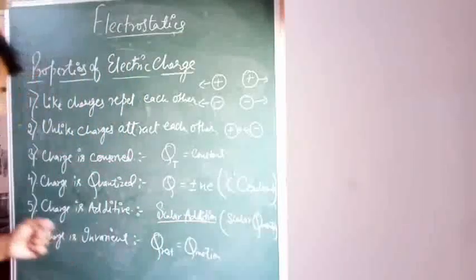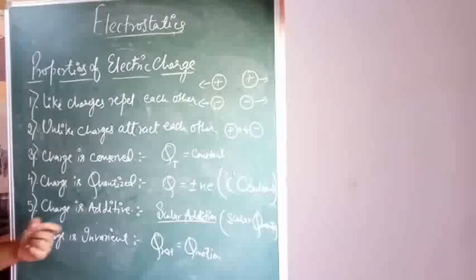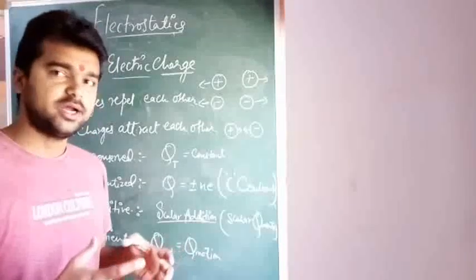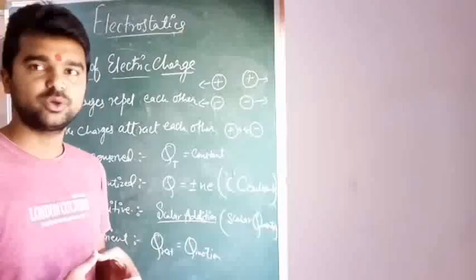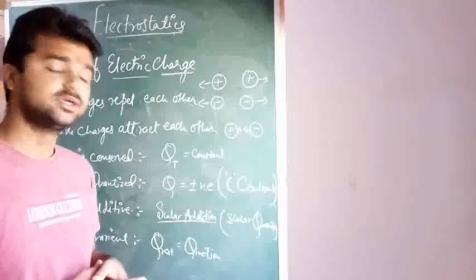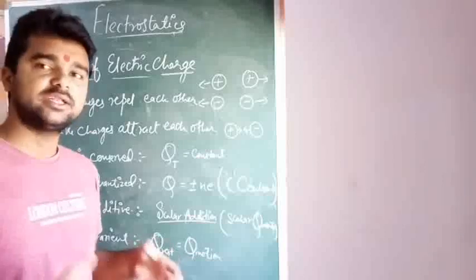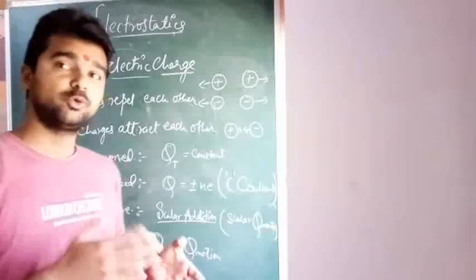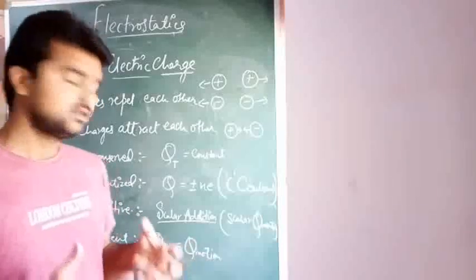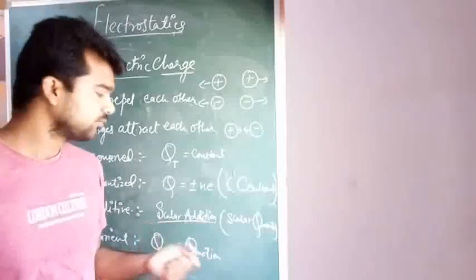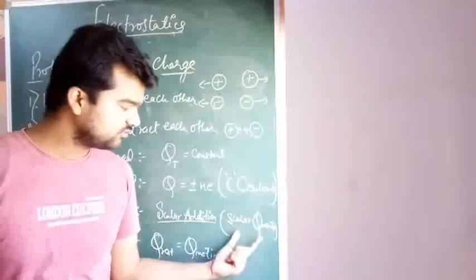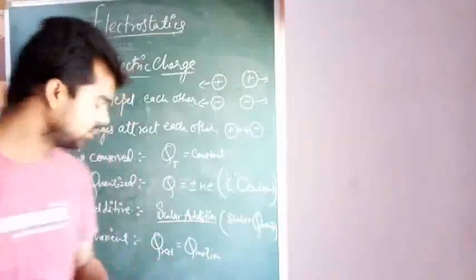Now second is charge is additive. Okay, so addition of charge explains that charges are added by means of scalar addition. What do we mean by scalar addition? That you have done in your previous classes, like algebraic addition. 1 plus 1 is equal to 2, 2 plus 2 is equal to 4, 2 plus 3 equal to 5. This is what we call scalar addition. Okay, so with this additive nature, we define charge as a scalar quantity.